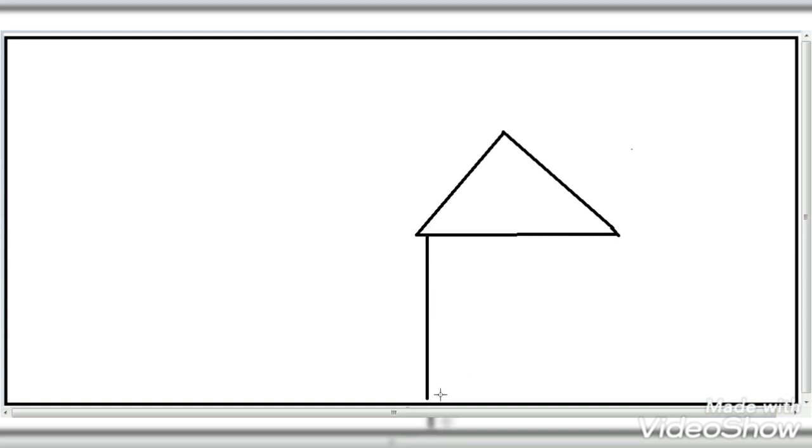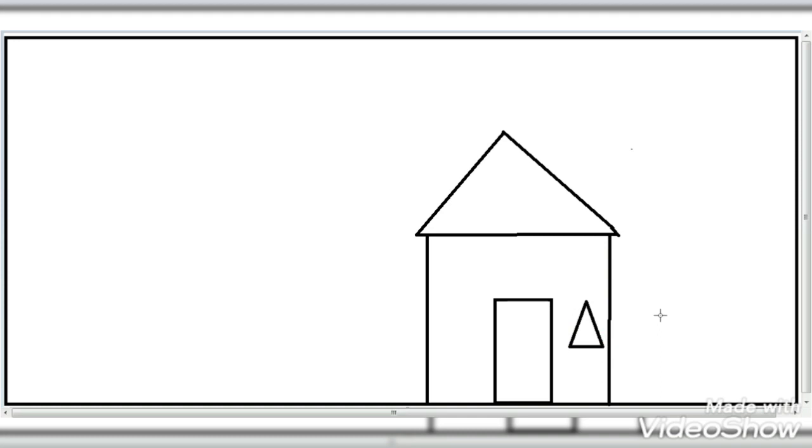Now, with the help of some lines, we will draw the rest of the house. Look how beautifully it is made. These are the walls of the house with the lines. We will take a rectangle and make the door of the house. What is it? It is a rectangle door.